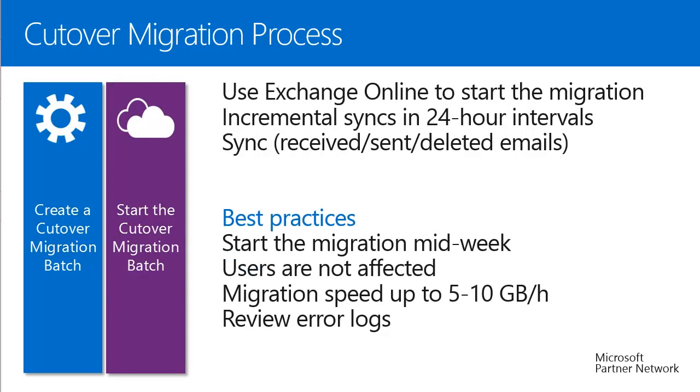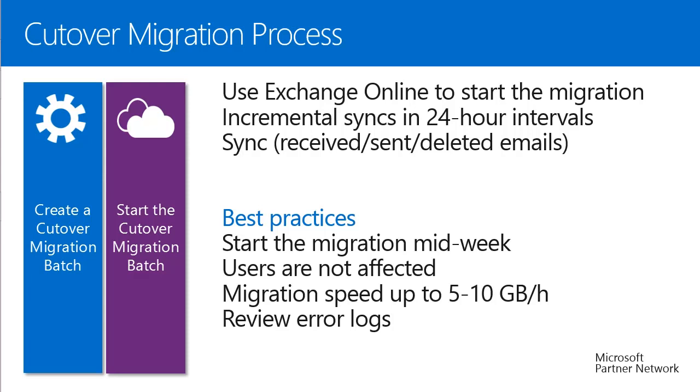The actual migration is started from the Exchange Online console. First we do an initial synchronization, which synchronizes your on-premise mailbox data to the cloud. After that initial synchronization, we do incremental synchronizations each day. This will synchronize all the changes in your on-premise mailbox. If a user received a new email, that will be synchronized. If a user sent an email, that will be synchronized. Or if the user deleted an email, this deletion will also be synchronized up to the cloud mailbox.